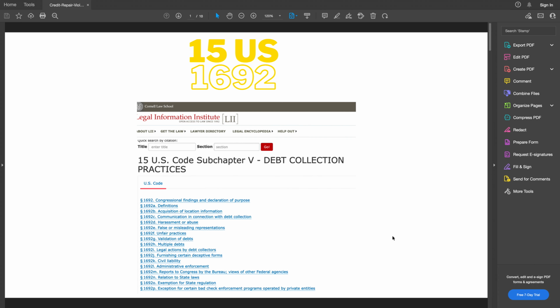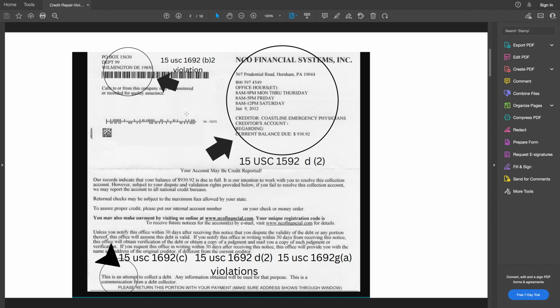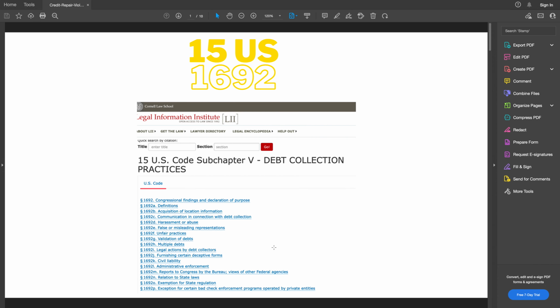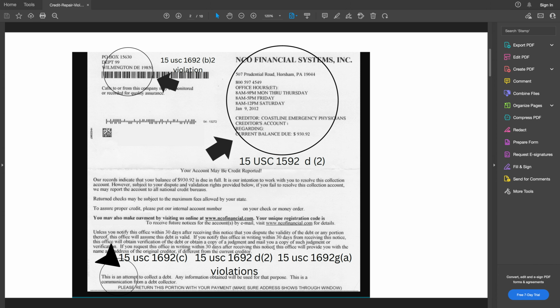You can find these online at Cornell Law School if you need to look them up. So this is an example of a collection letter, and you can just take a pen and circle these if you have the same type of violations. As you can see, this one is related. 1692 B2 is a violation because a lot of these companies have to be licensed in your state and in their state, and a lot of them aren't.